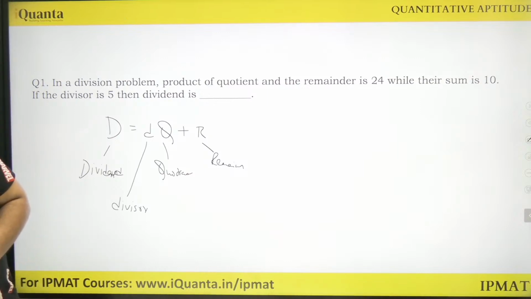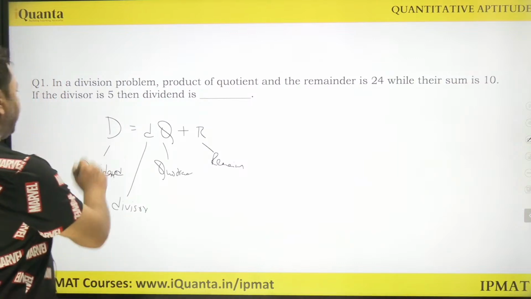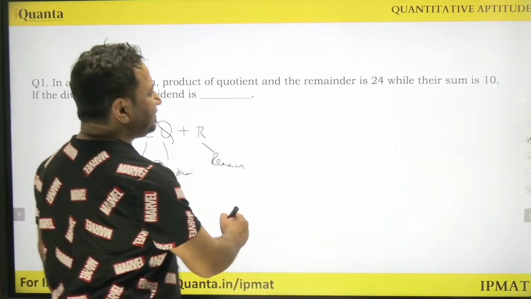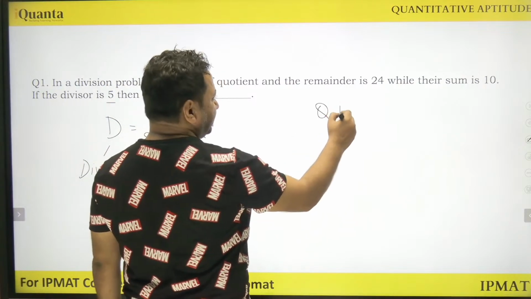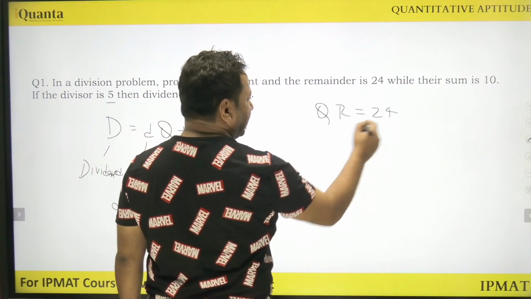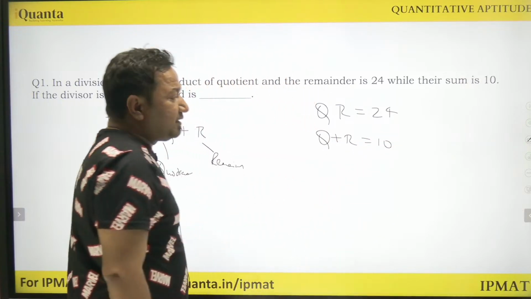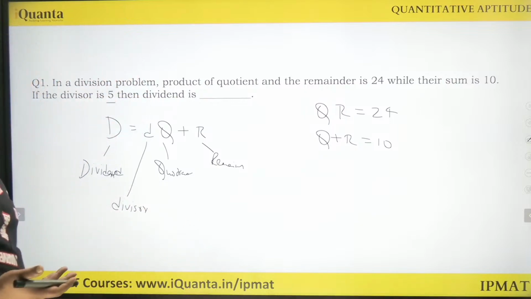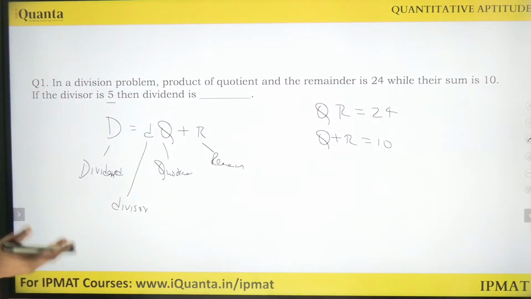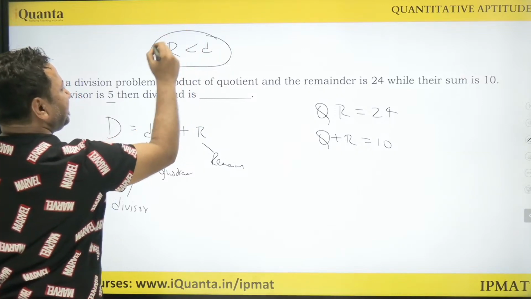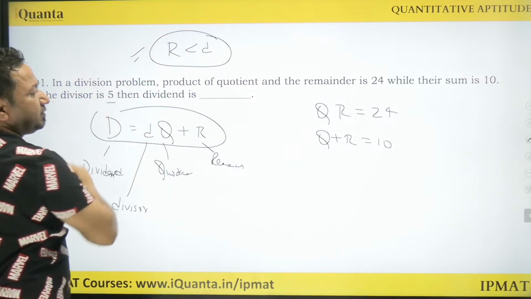So according to the question, the divisor is 5 already. We need to find the dividend. Quotient is not given, product is given. So basically what is given in the question? Q multiplied by R is equal to 24 and Q plus R is equal to 10. Just by looking at it, we can say that Q and R would be either 6 and 4 or vice versa. By the way, the remainder will always be less than the divisor.